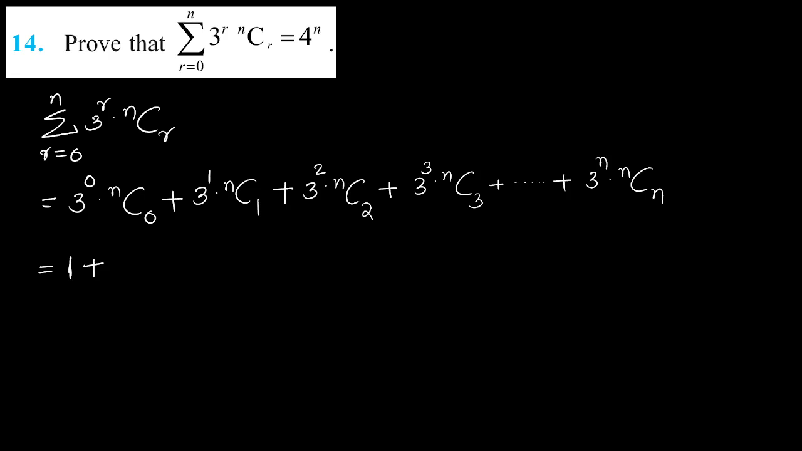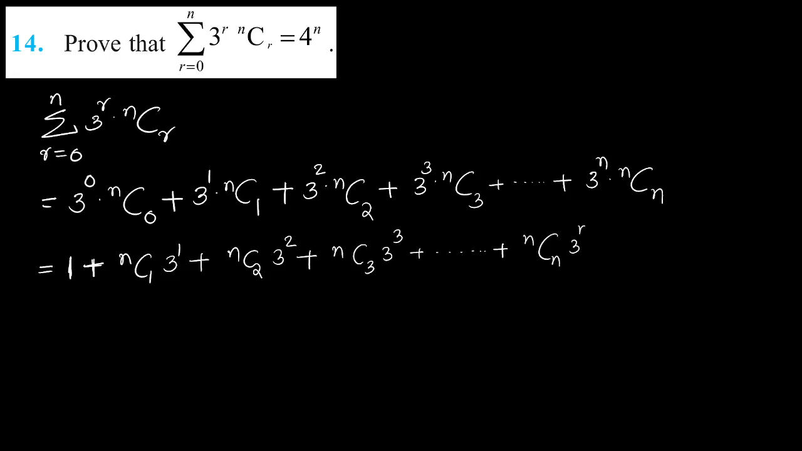Second term, let me change the order. nC1 into 3 raised to 1. Can I write like that? Changing the order is not a problem. Next term nC2 into 3 square. nC3 into 3 raised to 3. Finally nCn into 3 raised to n. Very similar to the binomial expansion. No need to write more steps.